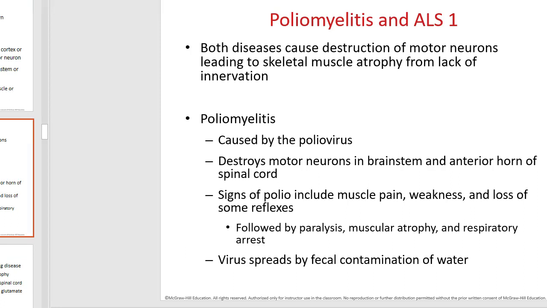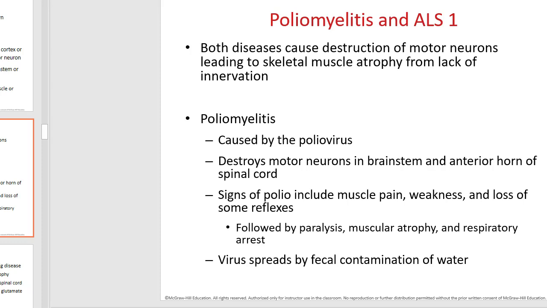So one of the great things in history that we've heard about is polio, and then with the recent social media craze, we heard about ALS. So let's start with polio. Both of them are going to deal with motor neurons and skeletal muscle and how they're unable to move. The polio virus, which we don't see anymore because we can safely say that we have eradicated polio, actually destroys motor neurons of the brainstem and anterior horn. When we're talking about horns, we're talking about gray matter. So it messes with the unmyelinated gray matter of the spinal cord. People who suffer from polio end up with muscle pain, weakness, and loss of reflexes.